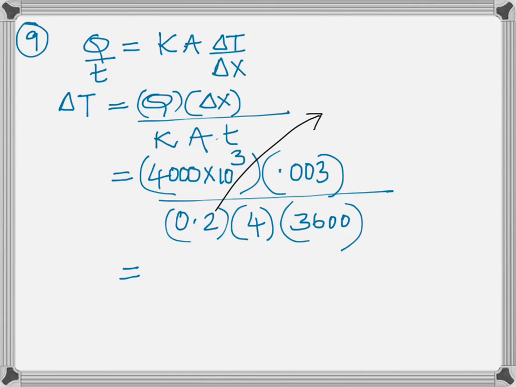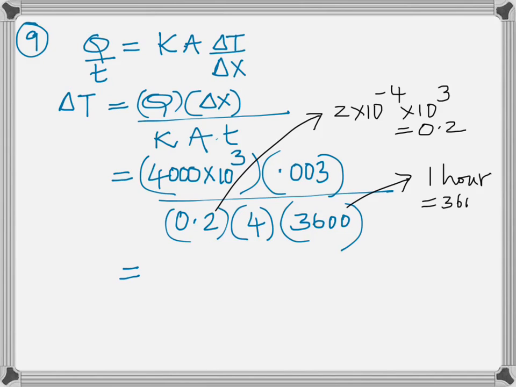So I'm showing how you get that 0.2. 2 times 10 to the negative 4 times 10 to the 3, when you change to kilokelvins, which is 0.2 actually. That's why I put it as 0.2. 1 hour is 3600 seconds.